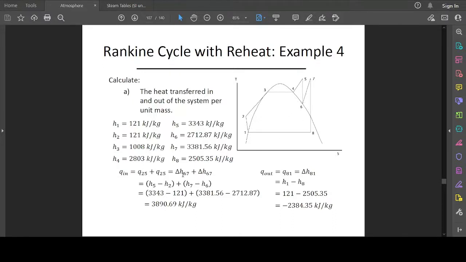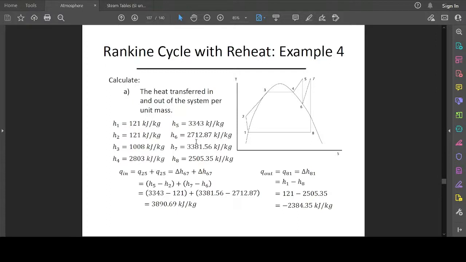So when we do that, it is the change in enthalpy between 2 to 5 plus the change in enthalpy between 6 to 7. Please note, this is a typo on the slide. This is the heat added between stages 2 to 5 and the heat added between stages 6 to 7, and that is equivalent to the change in enthalpy between stages 2 to 5 plus the change in enthalpy between 6 to 7. So when we do that, we arrive at these values.